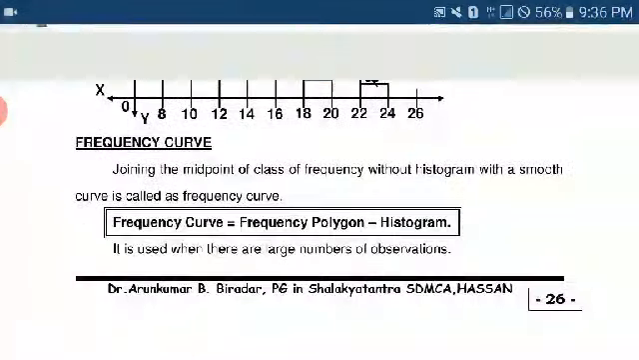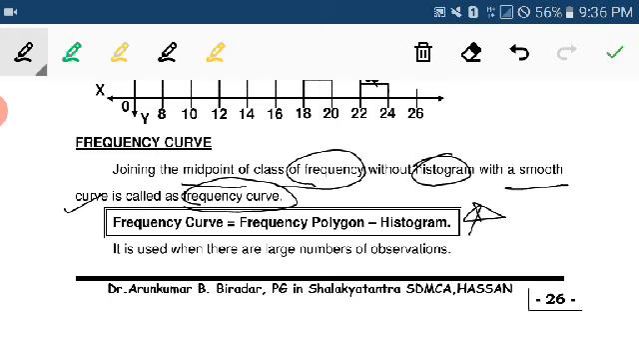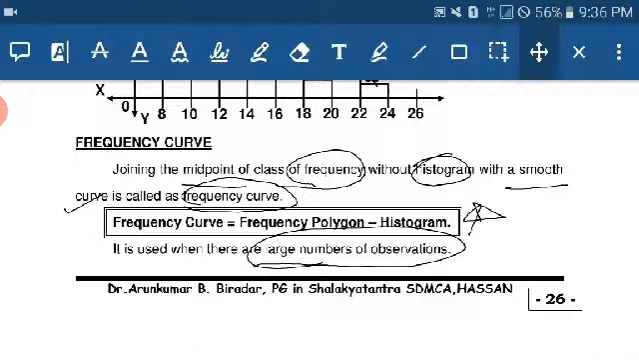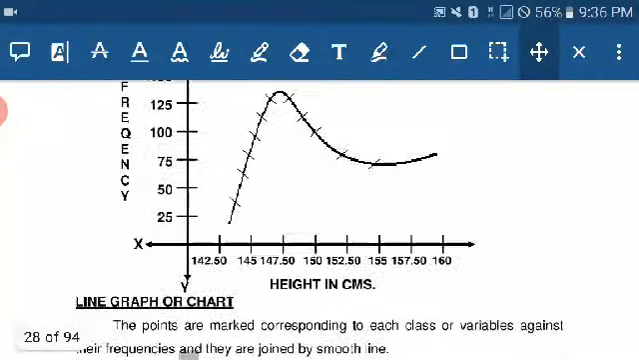Then frequency curve. Joining the midpoints of the class frequencies without the histogram with a smooth curve is called a frequency curve. Frequency curve is equal to frequency polygon minus histogram. It is used where there is a large number of observations. This one is just a slightly curved line.